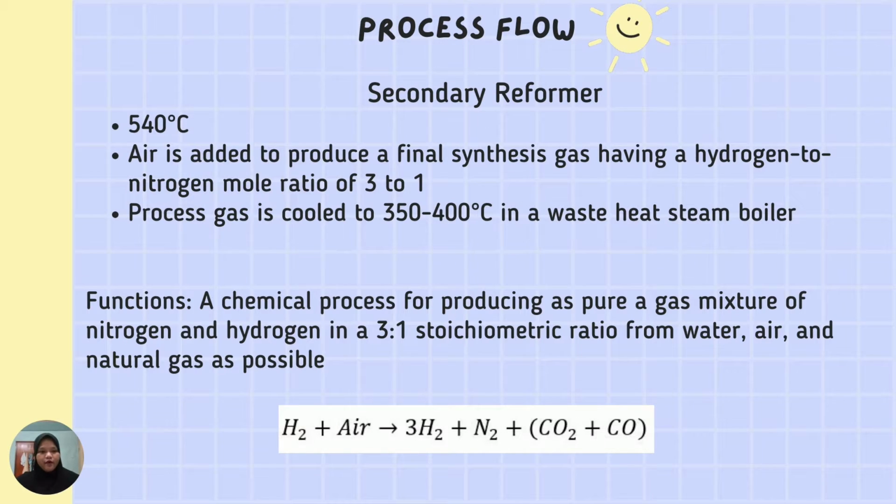Next is the secondary reformer. We use 540 degrees Celsius as the temperature. Air is added to produce a final synthesis gas having a hydrogen to nitrogen mole ratio of 3:1. Processed gas is cooled to 400 degrees Celsius in a waste heat steam boiler. The function of this unit operation is a chemical process to produce a pure gas mixture of nitrogen and hydrogen in a 3:1 stoichiometric ratio from water, air, and natural gas as far as possible. And this is the equation for this chemical reaction.